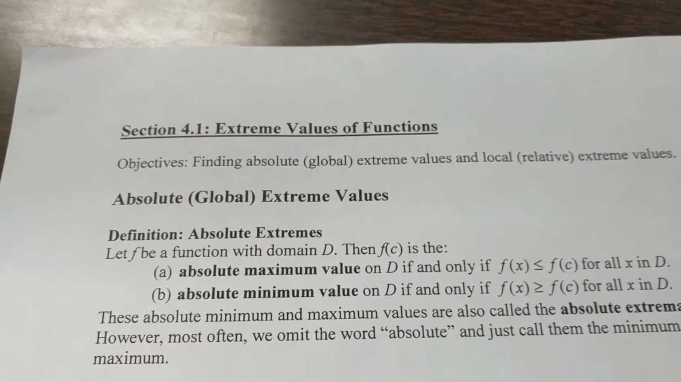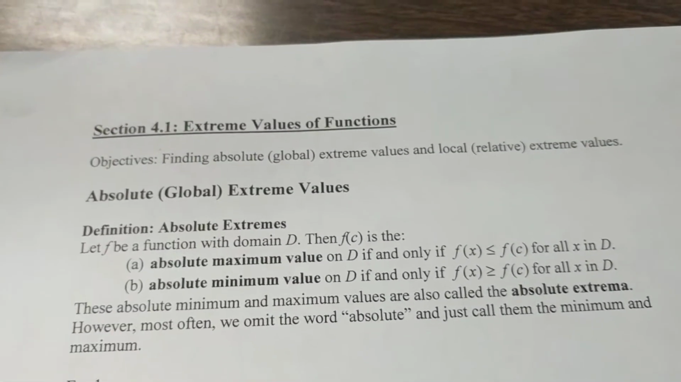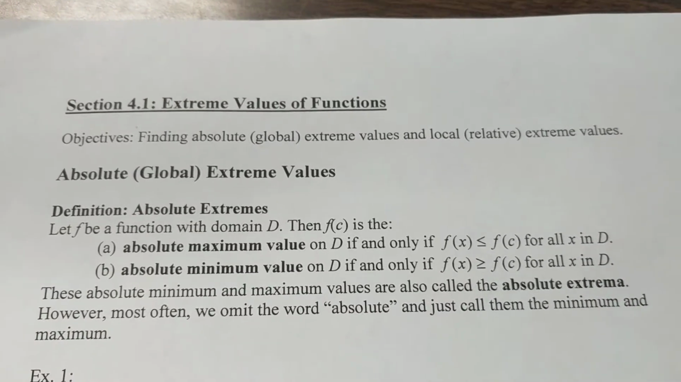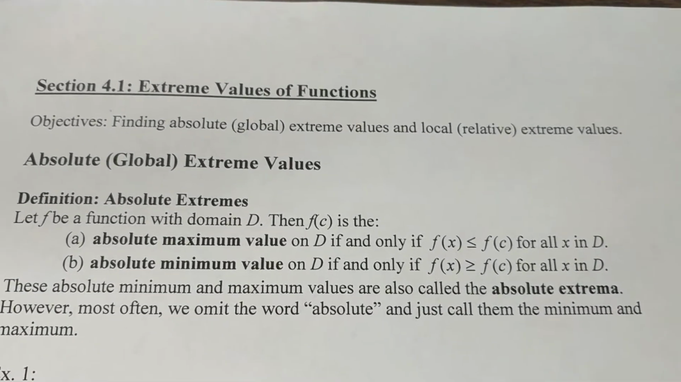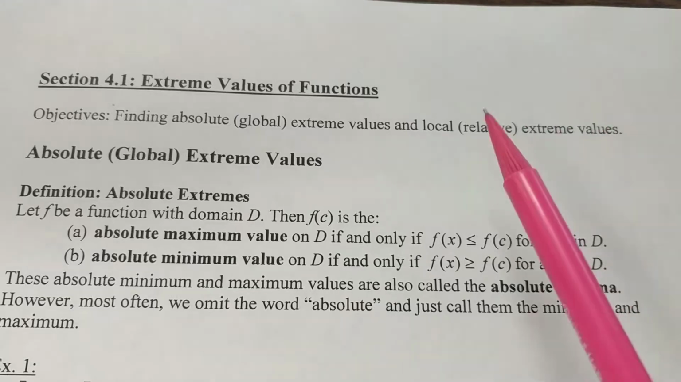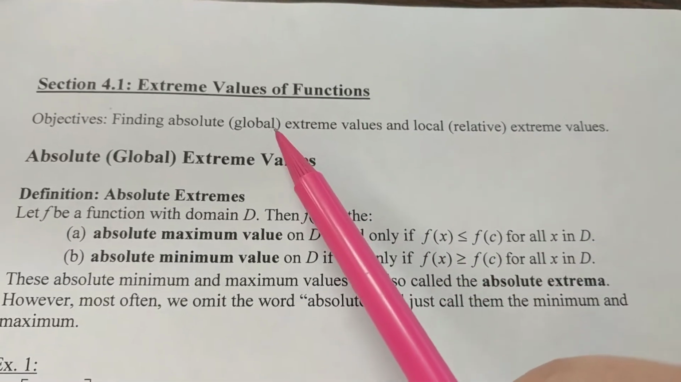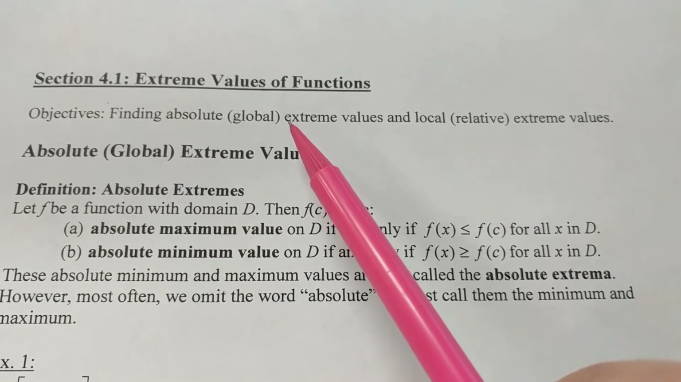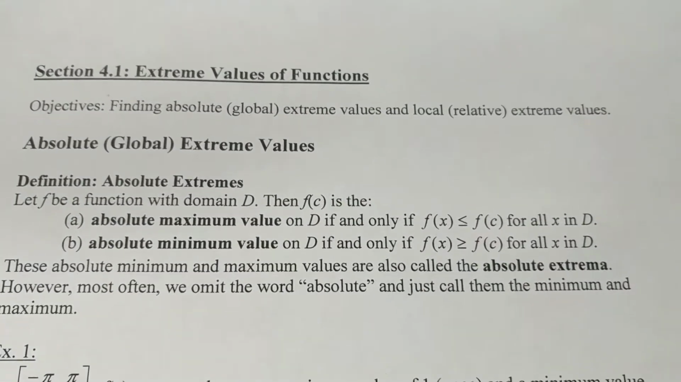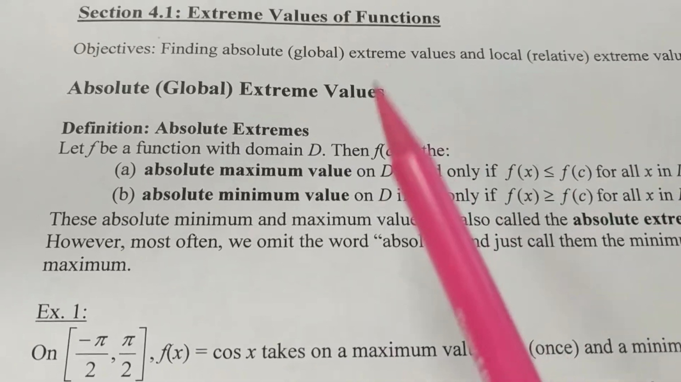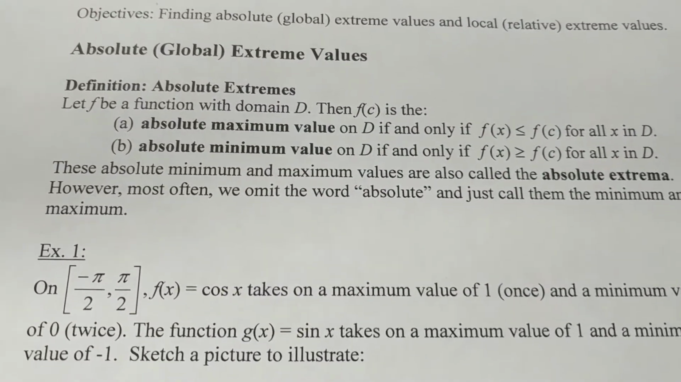Today we're talking about section 4.1, which is extreme values of functions. We're going to talk about how we find the global extremes and the relative extremes. We've called these minimas and maximas in pre-calc, and then this is your absolute min, your absolute max, the global maxes and mins. So the first place they start is the global, a function that has a maximum or a minimum.